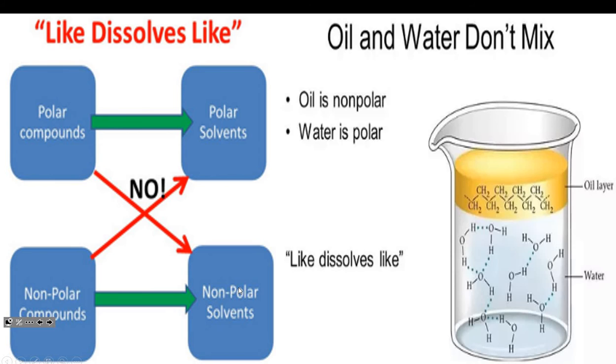So, summary. This is a summary page. Like dissolves like means polar compounds will dissolve in polar solvents, and nonpolar compounds will dissolve in nonpolar substances. So when we say oil and water don't mix, that's because oil is nonpolar, or covalent, or another word is molecular, and water is polar. Okay?